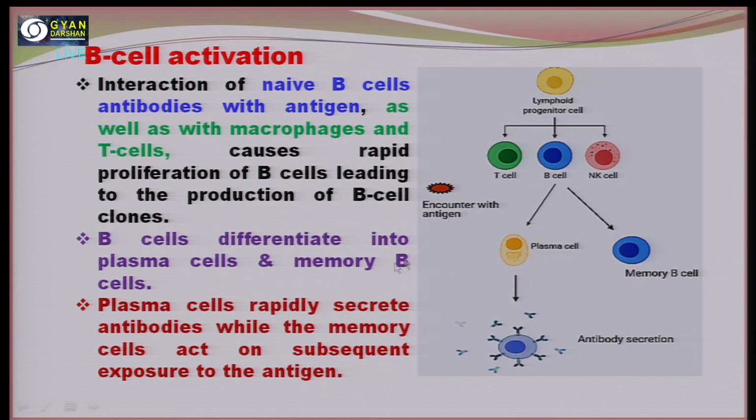The B cell differentiates into the plasma cell and memory cells. Here is the plasma cell, you can see it in the yellow color, and plasma cells rapidly secrete antibodies, while the memory cell acts on subsequent exposure to the antigens. After subsequent exposure to the antigen, the memory cell is activated and ultimately the immune response takes place. So this is B cell activation.